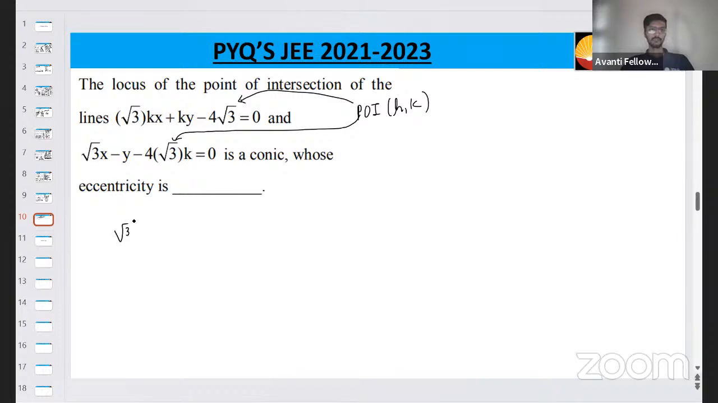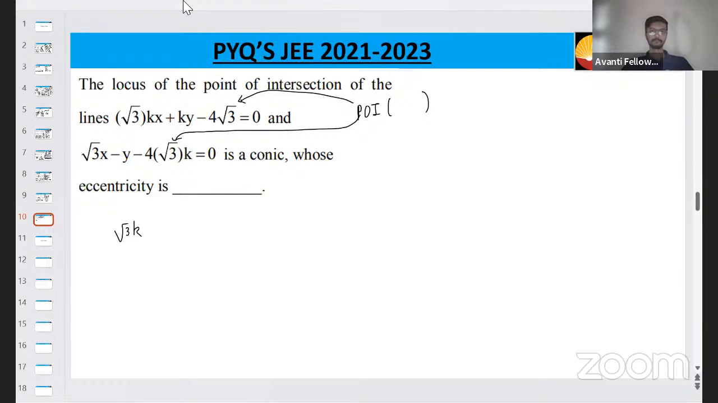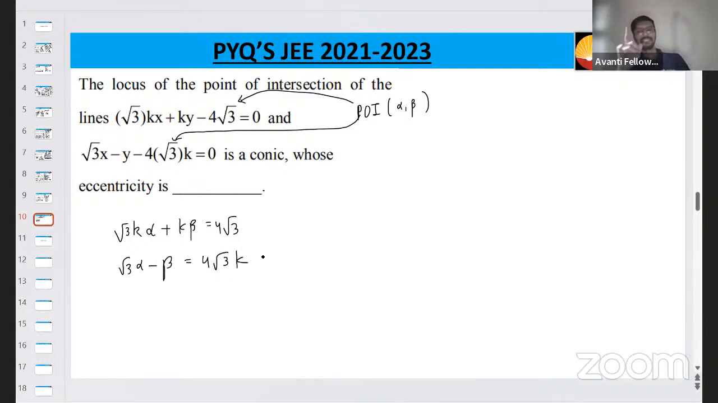So what we'll get? Oh, we already have k. So let's say this is alpha comma beta. So root 3k alpha plus k beta is equal to 4 root 3 and root 3 alpha minus beta is equal to 4 root 3k. Now, we need to eliminate k because k is the parameter. To find locus, we need to eliminate the parameter. So how to eliminate k?